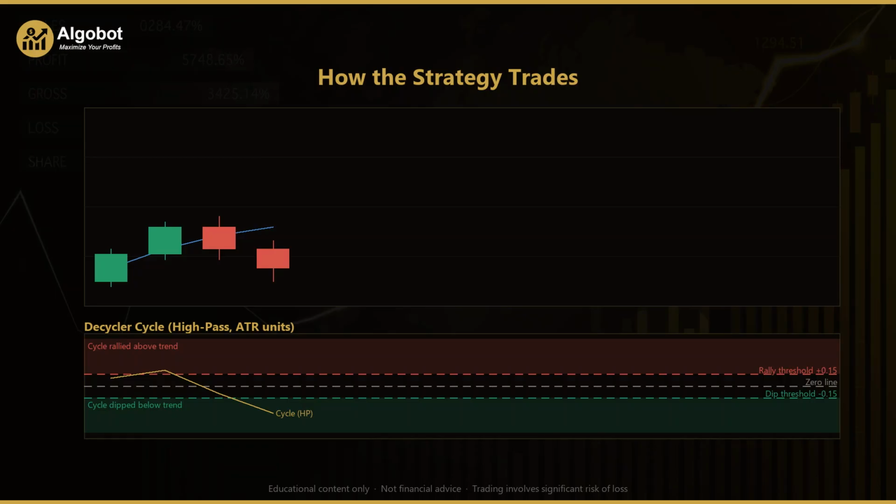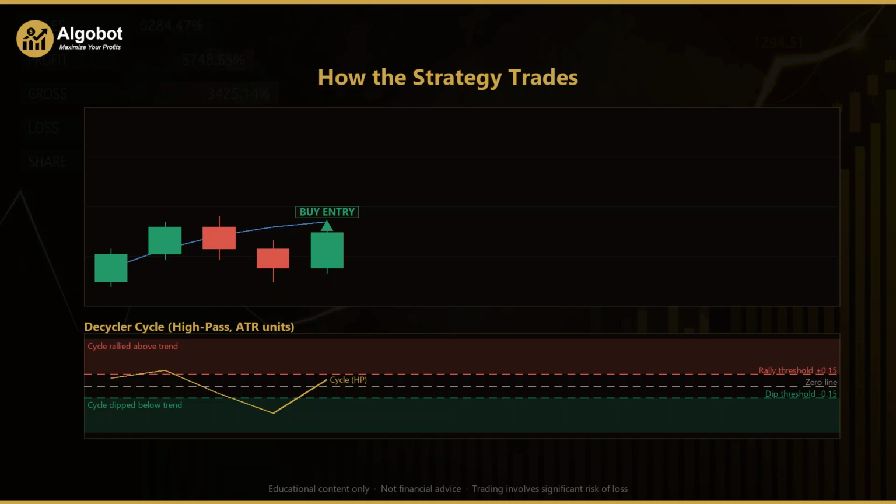Price is climbing and the blue Decycler is sloping steadily upward, so the trend condition for a long is already satisfied. The cycle in the panel is sitting above 0 because price is riding above the trend line. Then the third and fourth candles pull back.